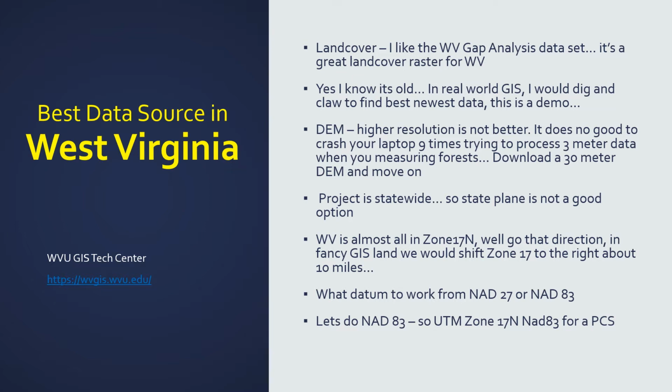A better fit is the UTM zones because West Virginia almost completely fits inside of UTM zone 17. There's just a little bit out in the tip of the eastern panhandle that sticks out. And if we were in fancy GIS land, we would shift that zone 17 to the right, maybe like 10 miles or so, and we would very comfortably be all within the zone. But we're not going to do that, again, because this is just a simple demonstration, and more importantly, there's no squirrels over there.